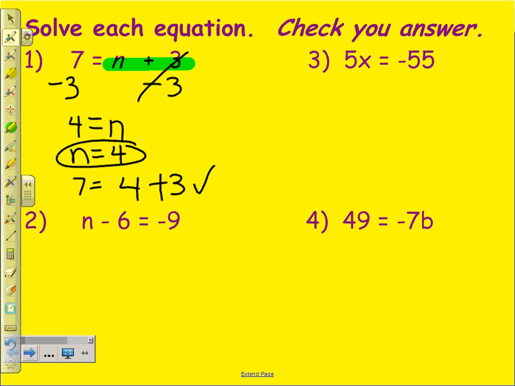Moving on to number 2. In this case, we're also solving for the variable n. So we want to think, isolate the n or get it by itself. To do that, I have to first ask myself, what else is on the same side of the equation as the n? Well, that's going to be a negative 6. The opposite of subtraction or negative is adding 6, and we want to do that on both sides of the equation.